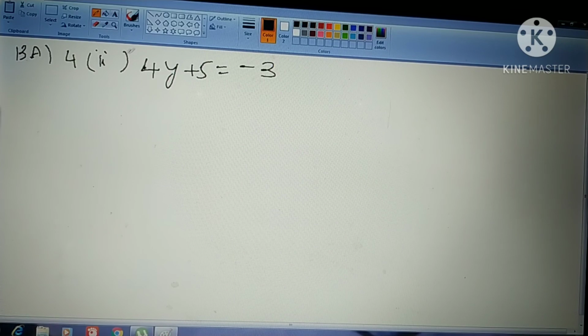Next problem is 4y plus 5 equal to minus 3. So to find the value of y, we have to eliminate this 5 first. After that, we have to eliminate this 4. First, we will concentrate on 5. So 4y plus 5 is equal to minus 3. To remove this plus 5, I am subtracting 5.